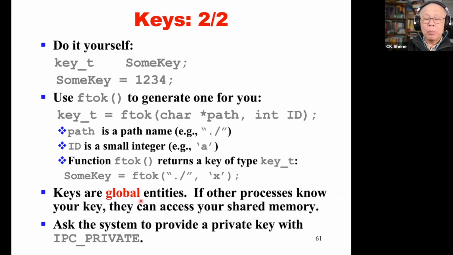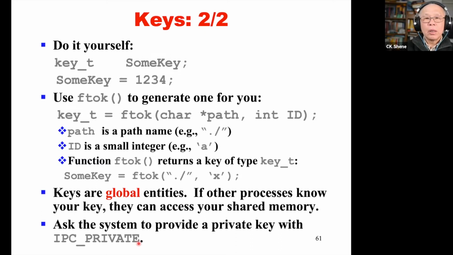Now, always remember this is so important. Keys are global entities. Here, global does not mean global to your program. It means it is a system-wide entity. If other processes know your key, they can access your shared memory. So global here means global to everyone in the system. As I mentioned earlier, you could ask the system to provide a private key with this keyword IPC_PRIVATE. We'll see an example using it.